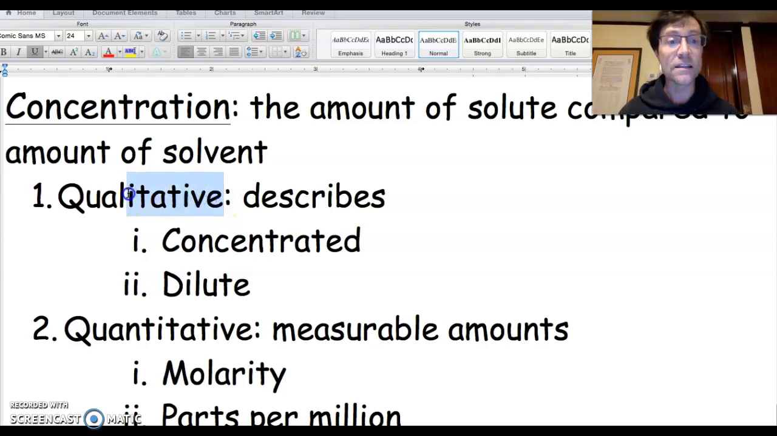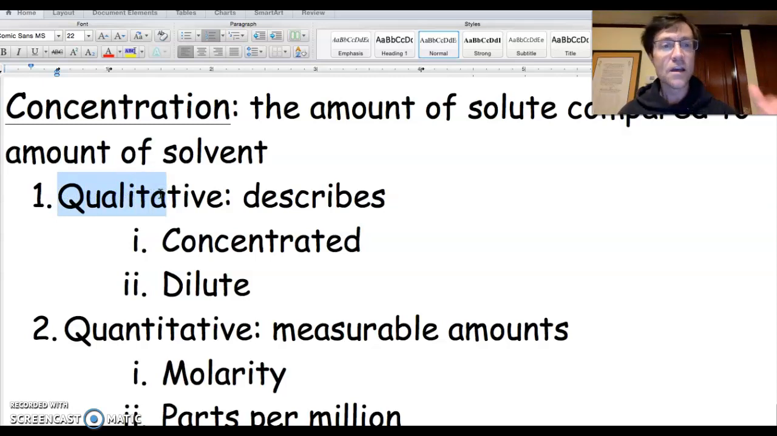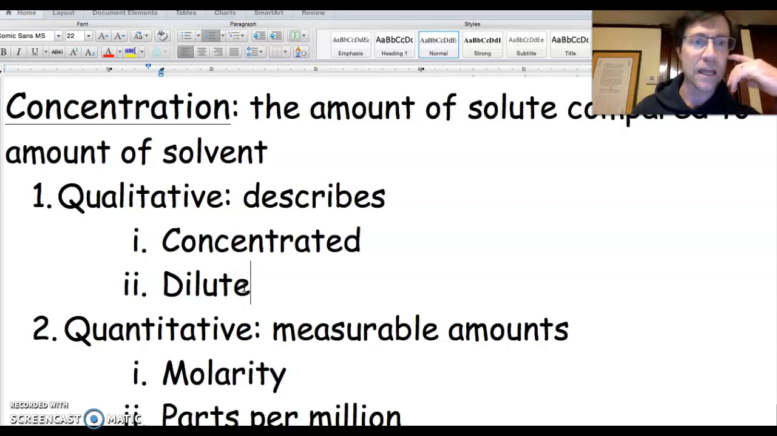This is the qualitative. If you can see, do you see how that's almost the word quality? It starts with the same prefix as the word quality because it's basically descriptive. It tells us quality. It tells us concentrated. It tells us dilute. It's like good, bad. It's good enough for normal people doing normal things like making Kool-Aid and lemonade.